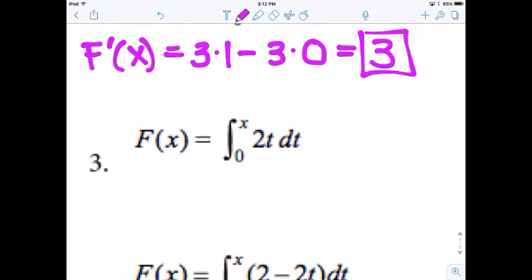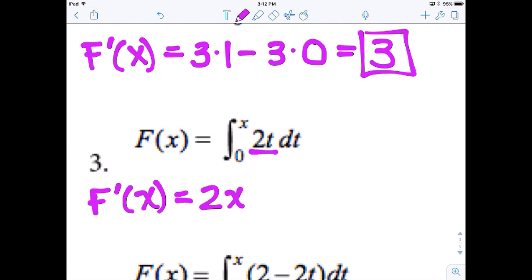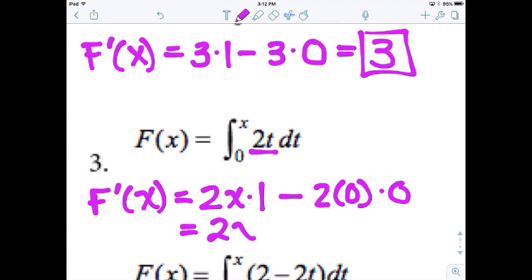All right, let's look at this one. So f of x is the integral from 0 to x of 2t. So f prime of x, well, the derivative of an integral will be the same function, but I'm going to plug in my upper bound times the derivative of the upper bound minus the same function, plug in the lower bound times the derivative of the lower bound. And so this is just 2x.